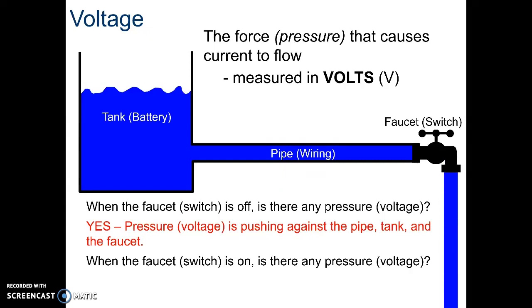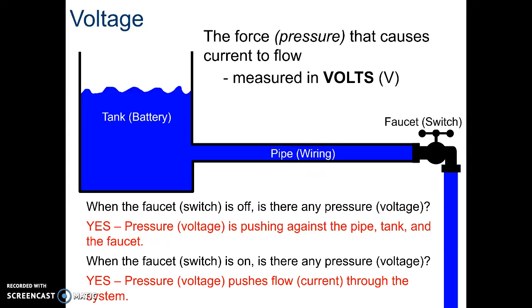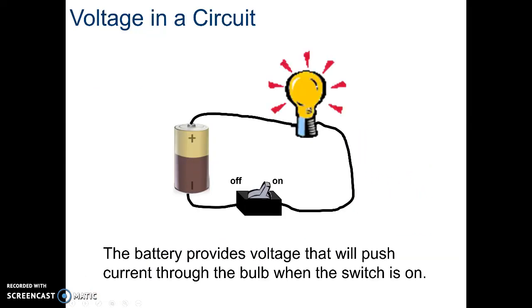When you turn it on, is there pressure? Yes, there's still pressure because it's still pushing through the system. It's just got a relief point, so the pressure loosens up a little bit. So if we look at this diagram, the battery provides the voltage that will push the current through the bulb when the switch is on.